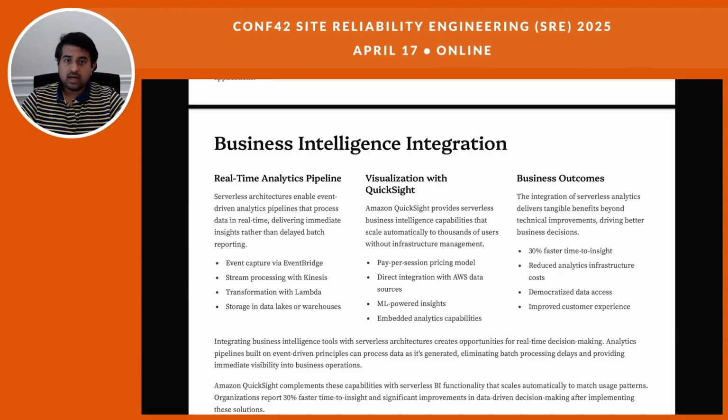Transformation with Lambda: functions perform real-time transformations and enrichments. Lambda functions can process events within milliseconds, enabling real-time data processing. Lambda functions can also integrate with machine learning models for real-time data analysis.